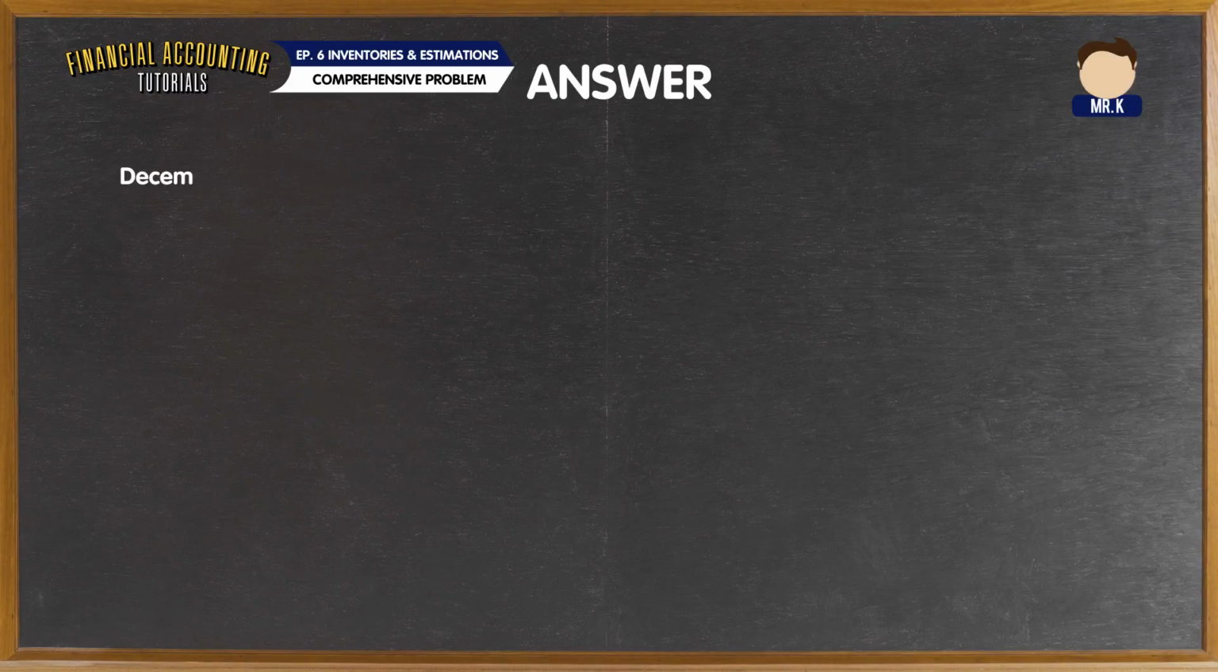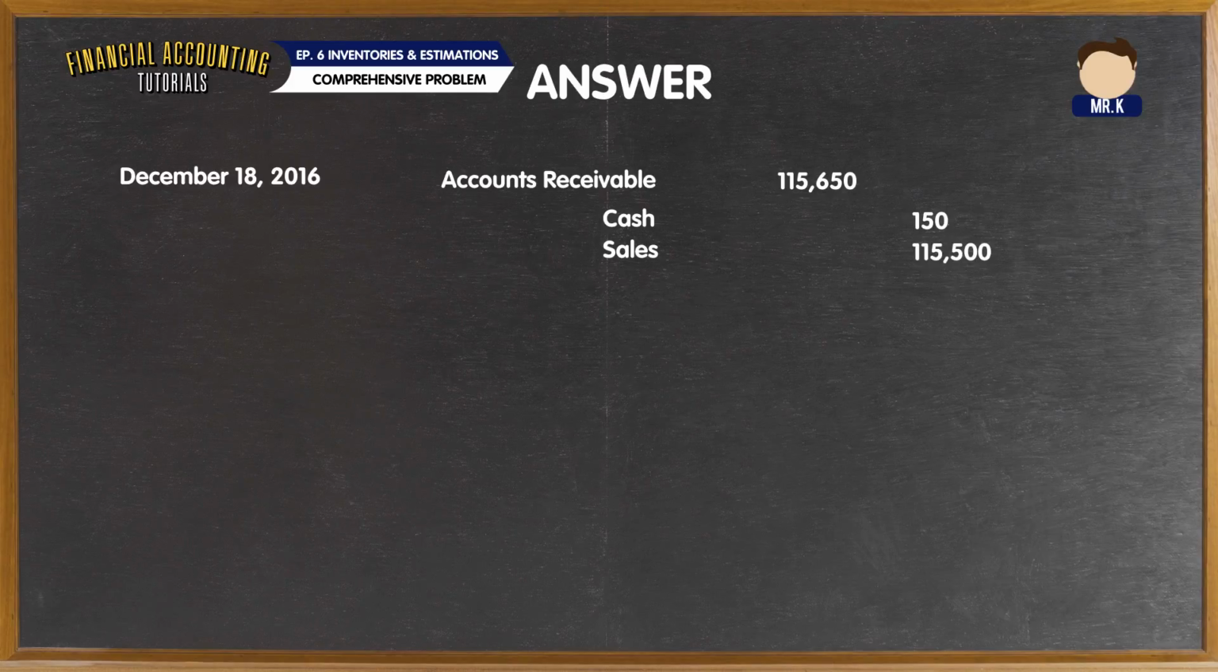On December 18, 2016, accounts receivable is debited an amount of 115,650 pesos and we credit our cash and sales at an amount of 150 pesos and 115,500 pesos respectively. The cost of goods sold is also debited at an amount of 111,112 and 40 centavos and the inventory is also credited at the same amount.